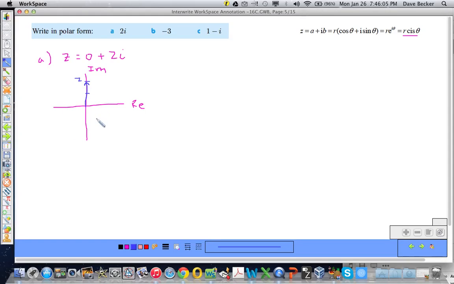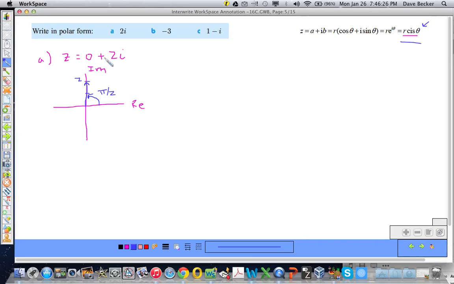So what is the argument? What is the argument of this guy? We need to put it in this form, and theta is our argument. Well, that's the angle between the vector and the positive real axis. Well, what is this angle? It's simply pi over 2.